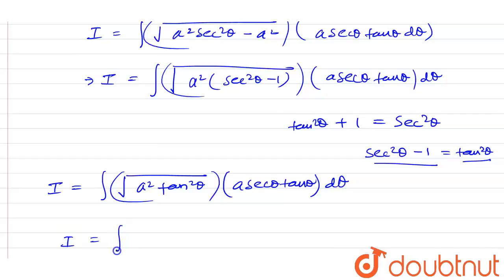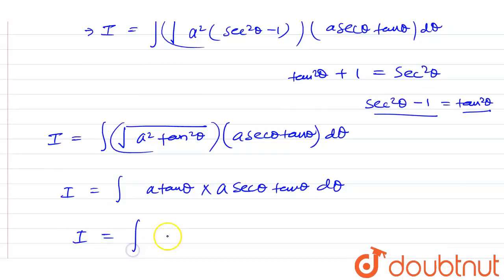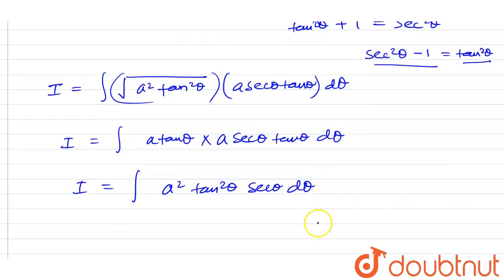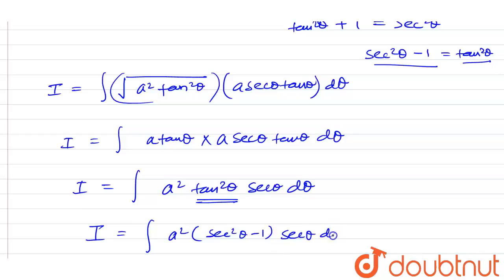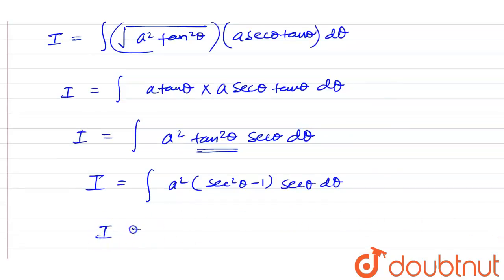Okay. Now I is equals to integral of, now under root a square tan square theta is a tan theta into a sec theta tan theta d theta. So our I is equals to integral of a square tan square theta into sec theta d theta. Now in place of tan square theta we write sec square theta minus 1. So our I can be written as I is equals to integral of a square sec square theta minus 1 into sec theta d theta. So I is equals to integral of a square sec cube theta minus sec theta d theta.